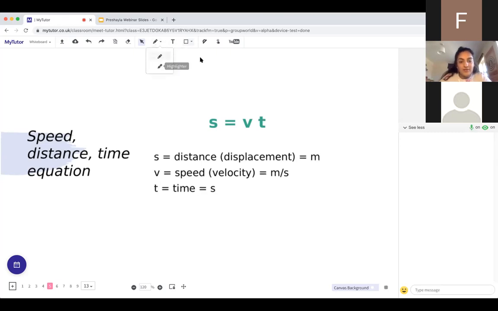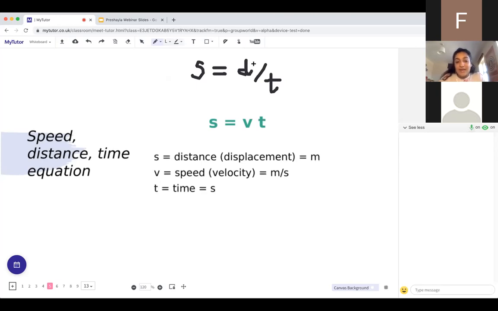So you might have learned it as speed equals distance over time, right? That's the equation for speed. However, speed is with an S here, distance is with a D. That makes sense, right? Speed begins with an S, distance begins with a D, everything's fine.